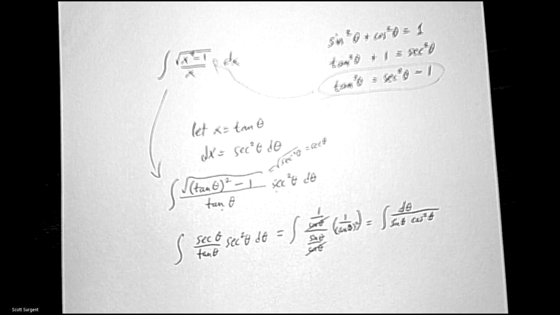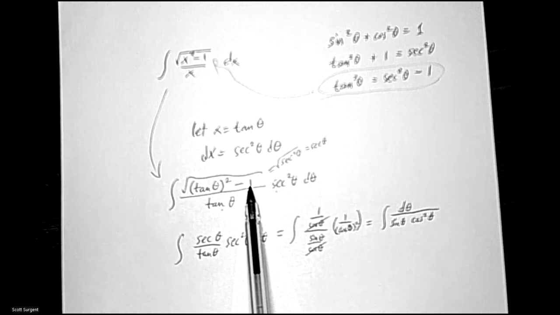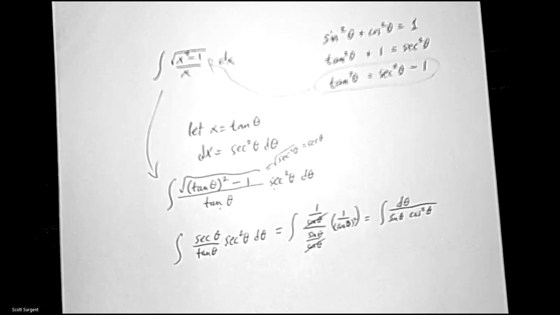Huh. Maybe that wasn't such a good idea. I'm kind of running up a dead end here. Let me just double check myself. Tangent squared of theta minus 1, isn't that... Oh my God, tangent squared theta plus one was secant.